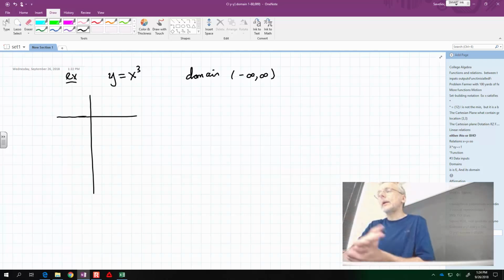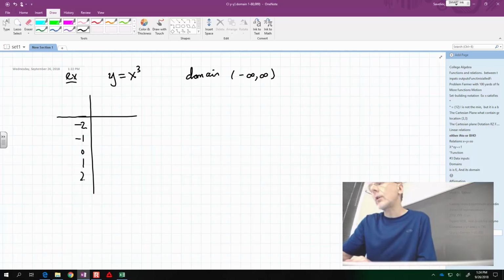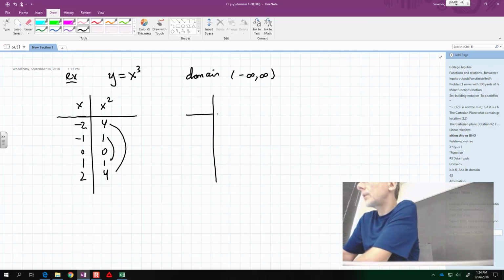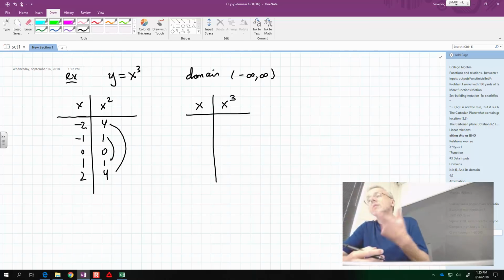Remember, the pattern for x squared is it starts to repeat its values in the opposite order. So -2, -1, 0, 1, 2. What's going to happen is 4, 1, 0, 1, 4. As you can see, that's the symmetry, right? It starts to repeat itself. What happens with x cubed is quite a bit different, because when you multiply a negative number by itself, you get a positive number. But if you take the third power, what happens?